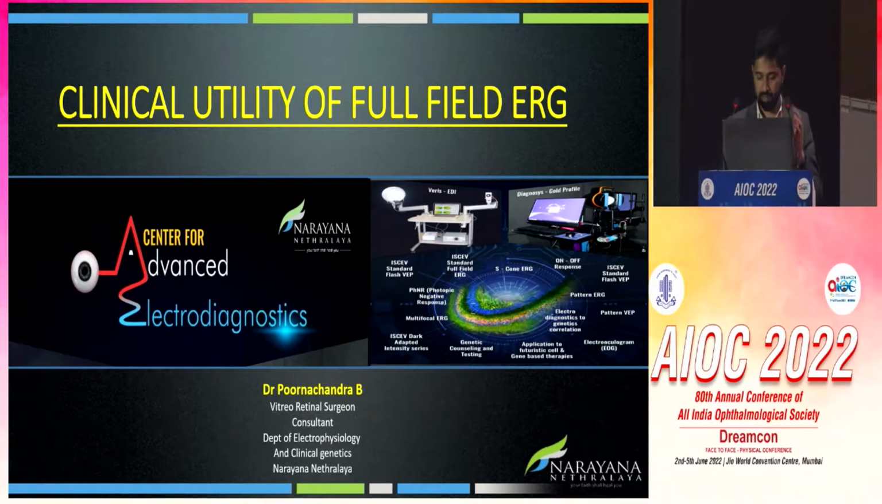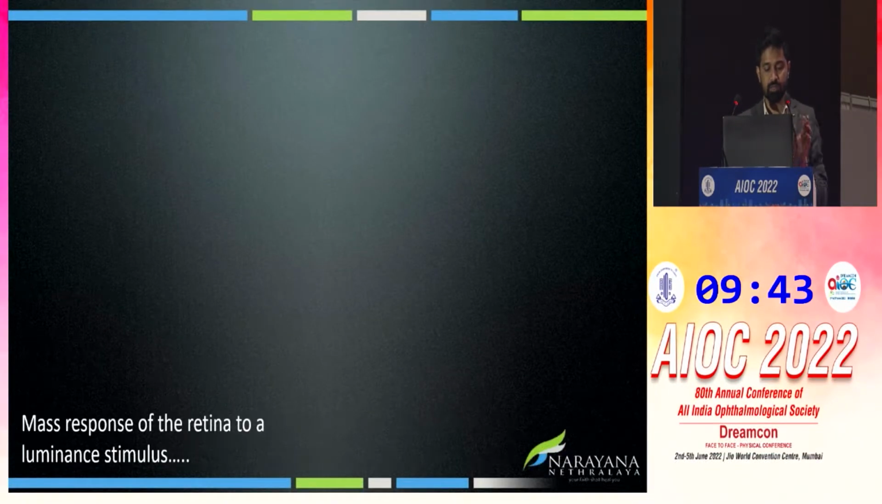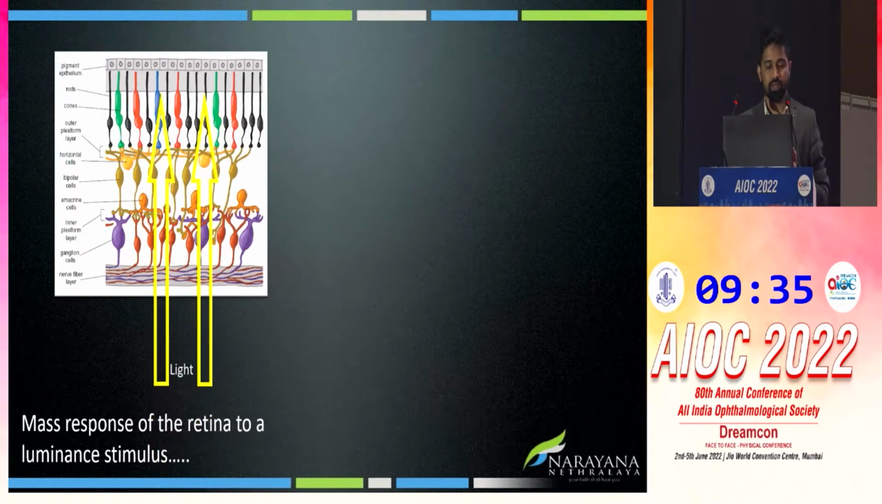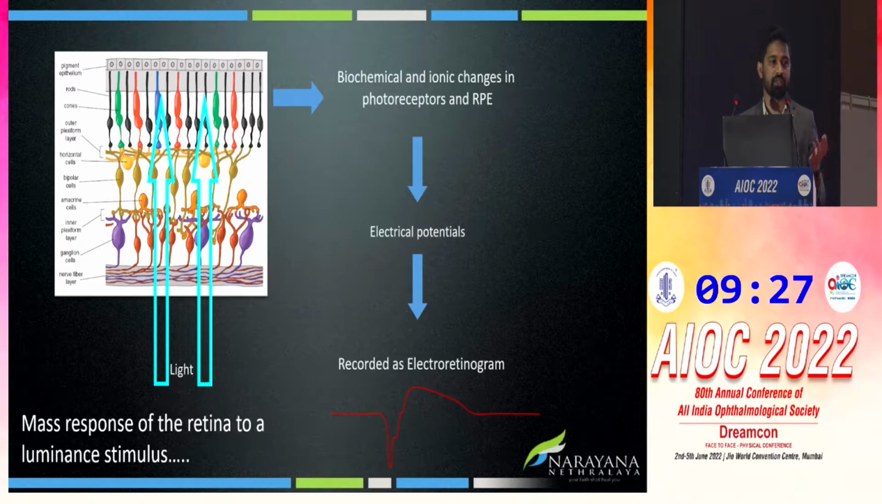I'll be showing a couple of case examples to emphasize the clinical utility and the importance of full-field ERG. Full-field ERG is the mass response of the retina to a luminance stimulus. This word is important, because other ERGs may be using different patterns. Once you stimulate the retina, there will be biochemical and ionic changes in the photoreceptors and RPE, which generate electric potential, which is recorded as full-field ERG. This is a response from the entire retina.